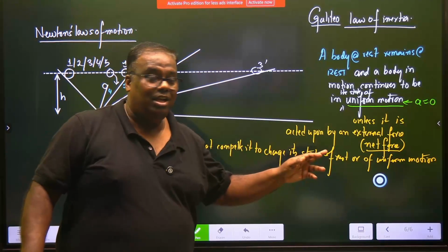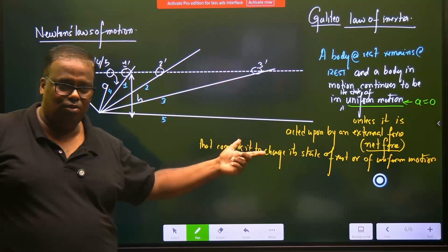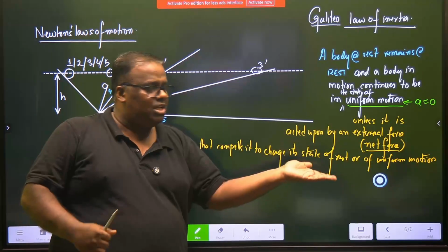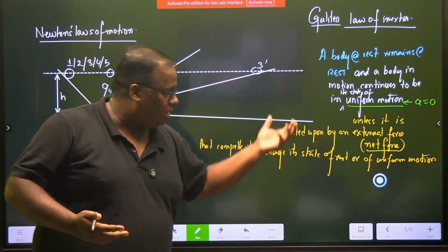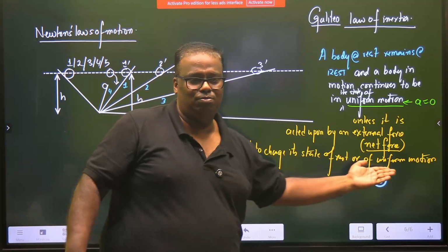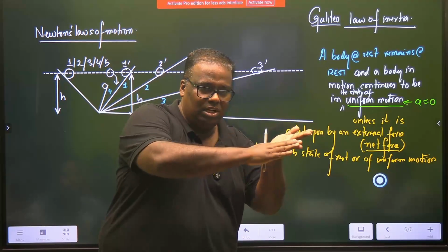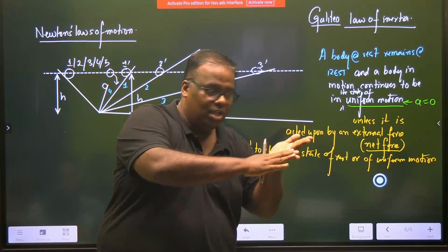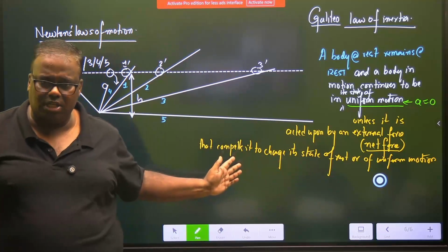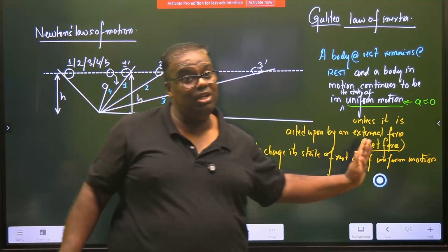unless it is acted upon, and that part is what happens in daily life, unless it is acted upon by an external force: air friction, surface friction, or say gravity, whatever it is. Gravity of the earth is also pulling the ball, so the ball is slowing down, changing its state of uniform motion. If you delete air resistance, if you delete rolling friction, if you delete the gravitational pull of the earth, then there is no external force acting on it. There's no net force acting on it. The body will continue in uniform motion.